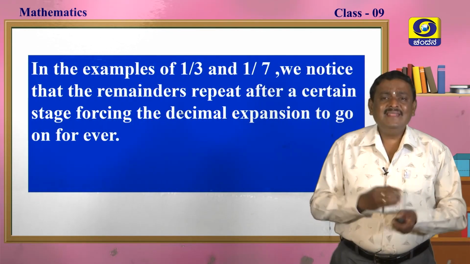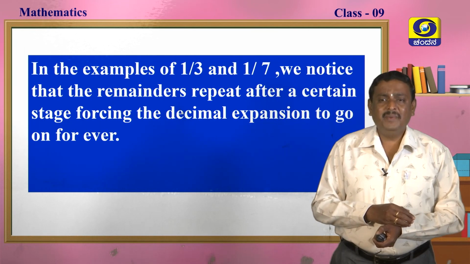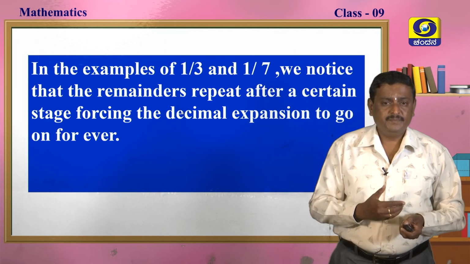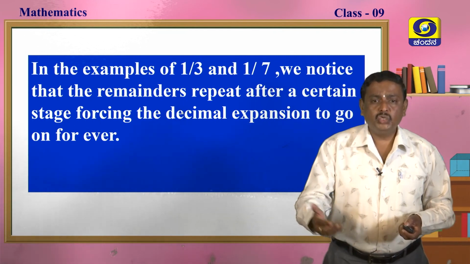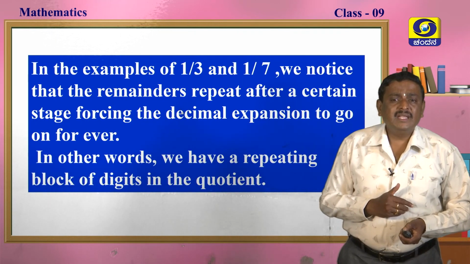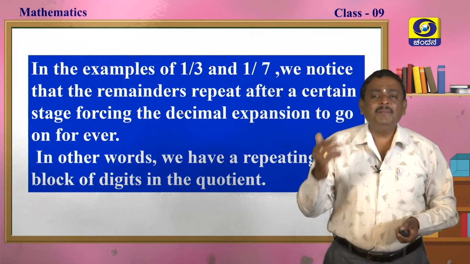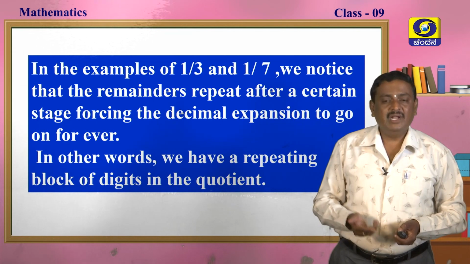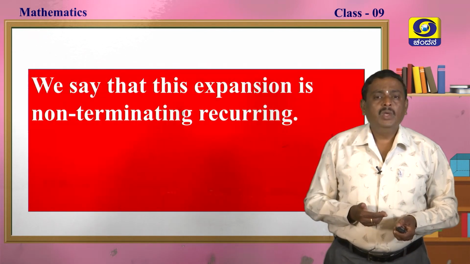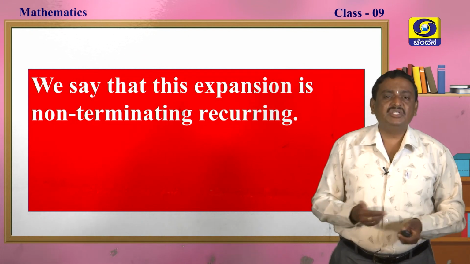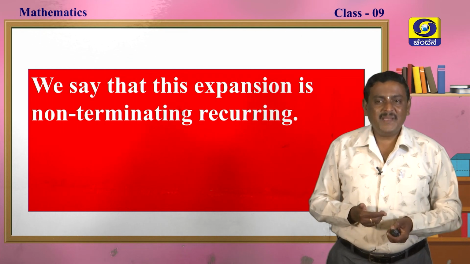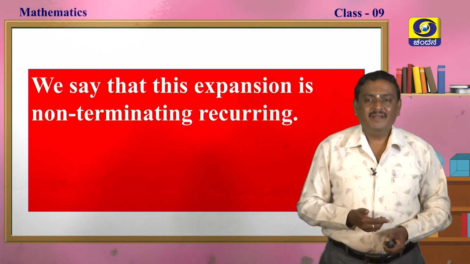Okay, my dear students, in the examples of 1 by 3 and 1 by 7, we notice that the remainder repeats after a certain stage, forcing the decimal expansion to go on forever. In other words, we have a repeating block of digits in the quotient. We say this expansion is non-terminating and recurring.